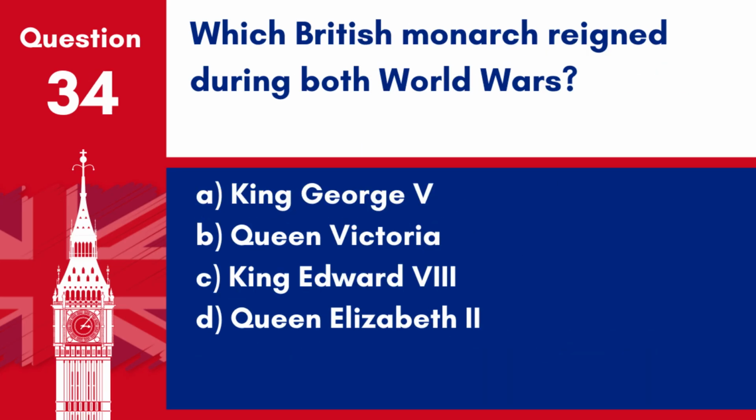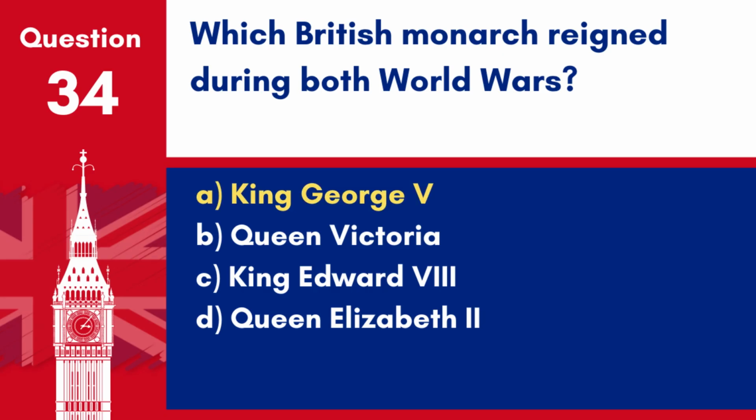Question 34. Which British monarch reigned during both World Wars? A. King George V. B. Queen Victoria. C. King Edward VIII. D. Queen Elizabeth II.